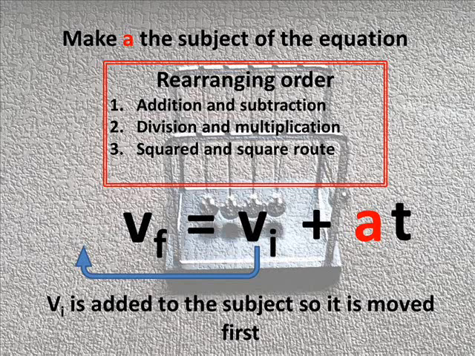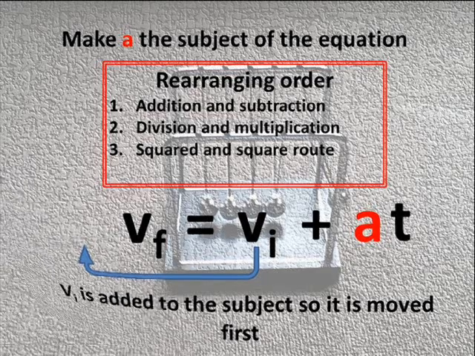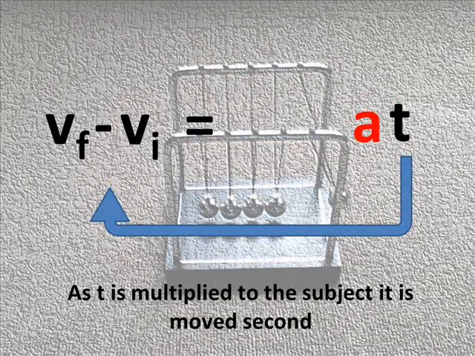Here VI is being added, so we're going to move it across first. Initially on the right hand side VI was adding, so when we moved it across to the left hand side it needed to be subtracted from the quantities that were already there. So we get VF minus VI.